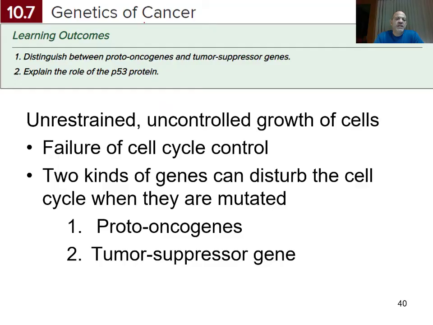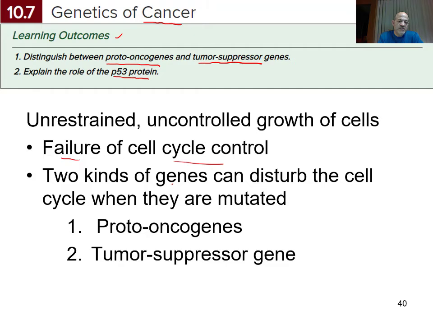So in this section, we're going to be looking at cancer, and your learning outcomes here are going to be to distinguish between proto-oncogenes and tumor suppressor genes. And then you're going to look at a specific protein called p53, which is involved in suppressing uncontrolled cell growth. So after we finish the section on how we control the cell cycle so that we don't have uncontrolled cell division, we define cancer as uncontrolled or unrestrained cell division. So cancer would represent a failure in the control of the cell cycle.